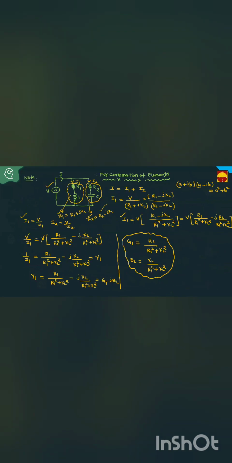Whatever formulas I'm giving, once again, you have to practice by your own. Then you can write every formula by your own. But don't try to memorize every formula by heart. You have to concentrate on how you are writing the formulas. Okay. Then how to write I2, students? I2 equal to V by R2 minus JXC. Multiply and divide with the complex conjugate R2 plus JXC.